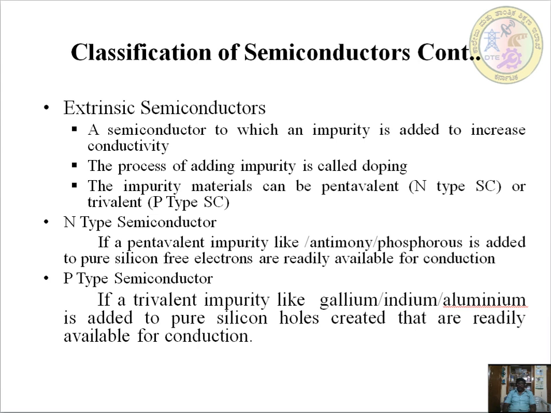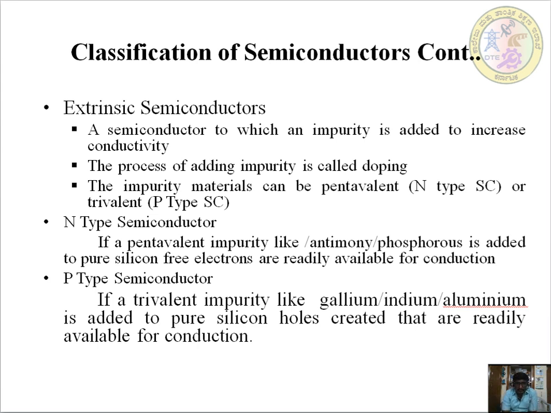Okay, next. In an intrinsic semiconductor, the holes and electrons are equal, but in an extrinsic semiconductor the number of holes is greater in p-type and the number of electrons is greater in n-type. Since we are adding a pentavalent or trivalent impurity, holes are the majority in p-type and electrons are the majority in n-type. Also, in intrinsic, the Fermi level lies in between the valence and conduction bands, but in n-type the Fermi level is near the conduction band.